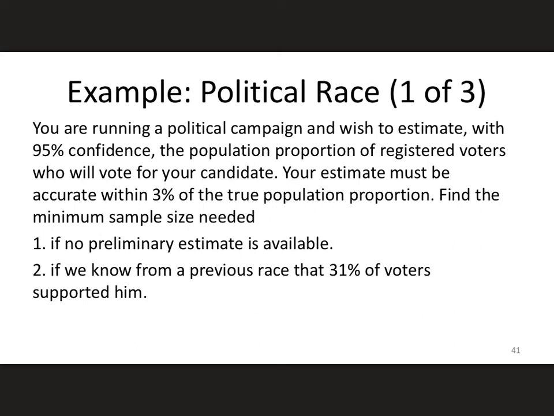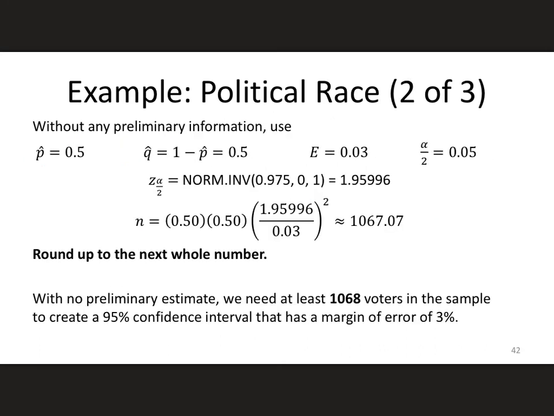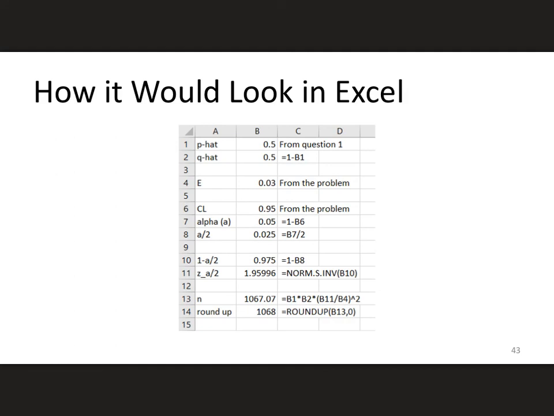So just so you can see from this example, this is our confidence level, this is our margin of error. If we know no preliminary estimates, then our p hat is going to be 0.5, and if we know from a previous race that it's 31%, then p hat is going to be changed to 0.31 in the second problem. So you're going to use that information and work through the problem. On the next slide, you're actually going to see how I did my Excel. And again, I always set these up the same way so that it makes it really easy to not make any mistakes.